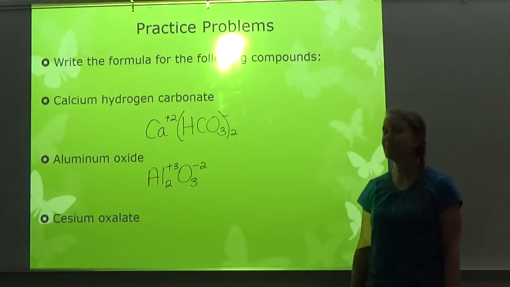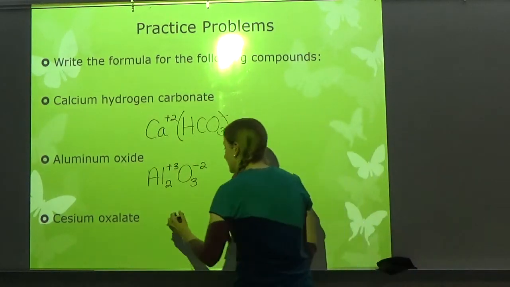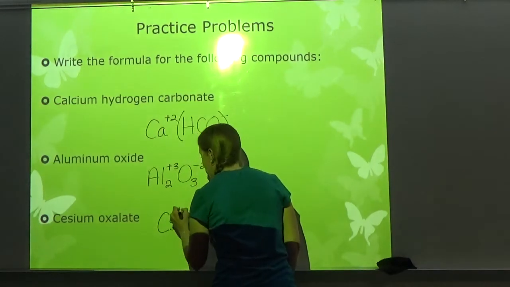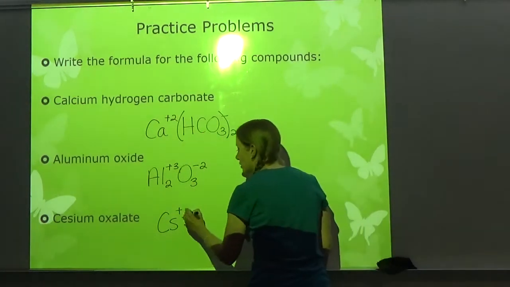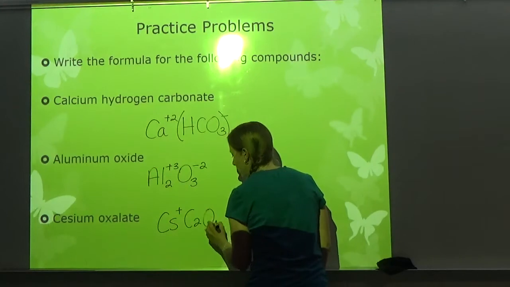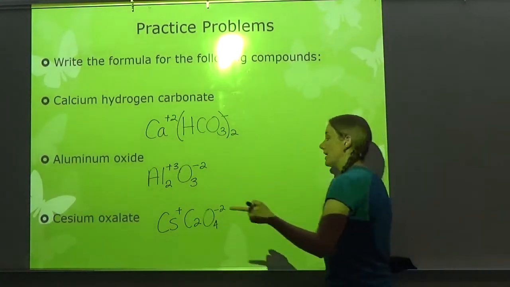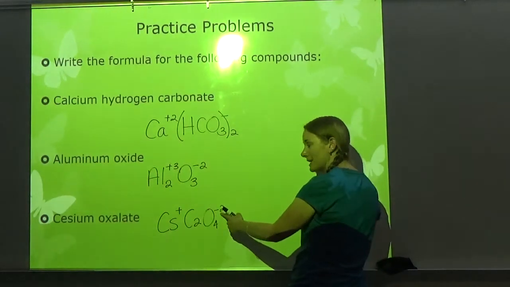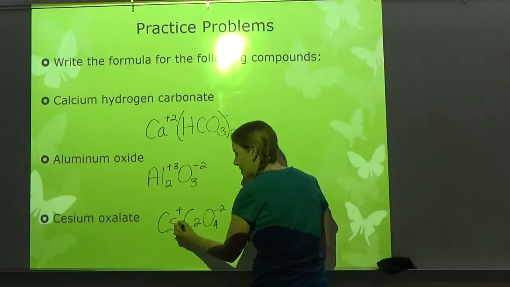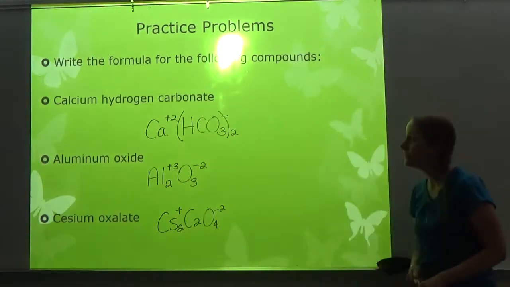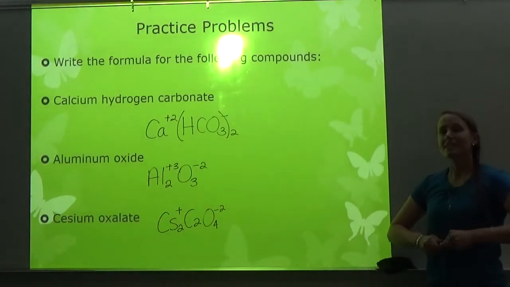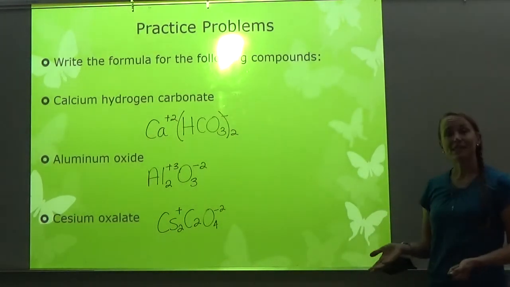So last one is cesium oxalate. So cesium is Cs, it's in group 1, so it has a +1 charge. Oxalate, C2O4 -2, that's on your polyatomic ion sheet. So I have a +1 and a -2, that doesn't cancel, so I need to cross my 2, just like that. All right, so again, it's the same crossing charges that we did in section 7.2.